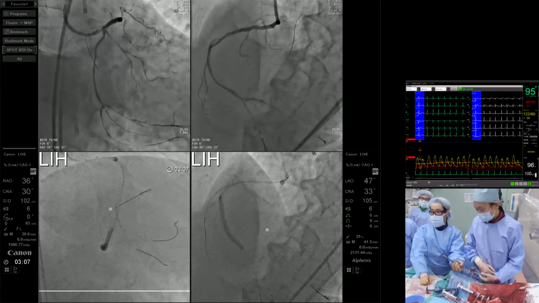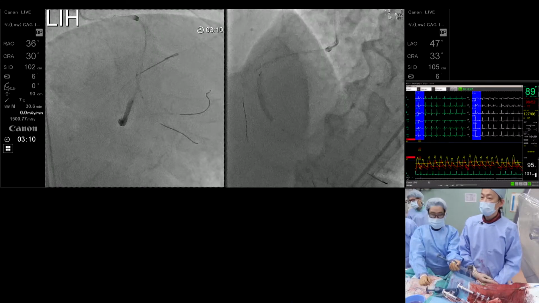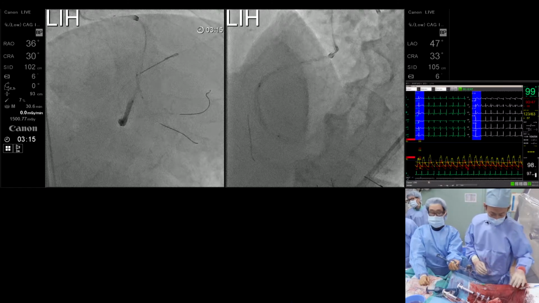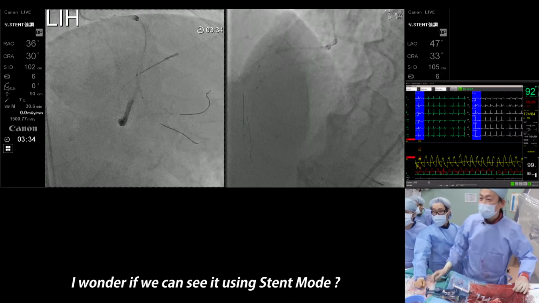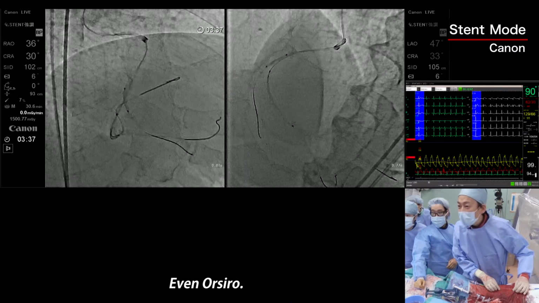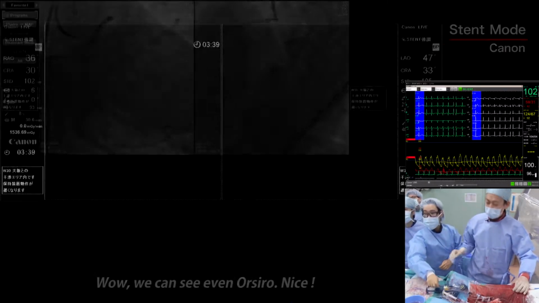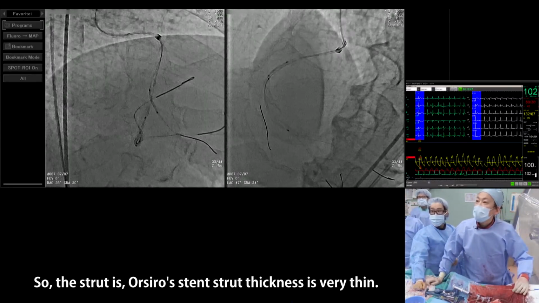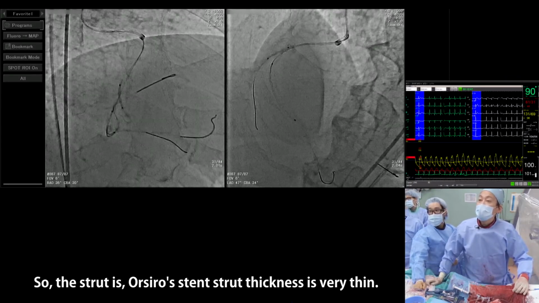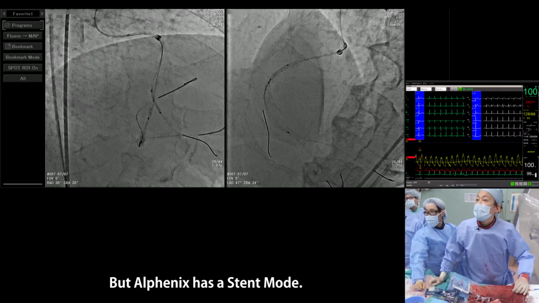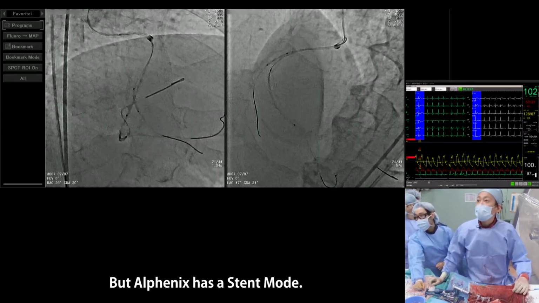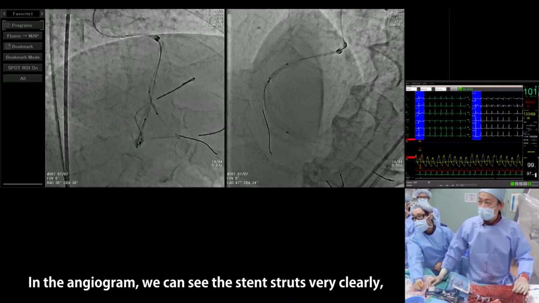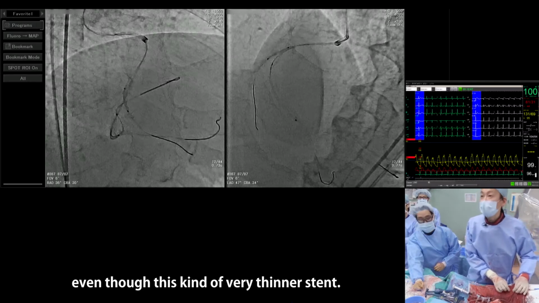Stent mode imaging, can we see it even with Oshiro? Oh, we can see it. So this stent is a very thin stent. The Oshiro stent strut thickness is very thin. And Alphenix has a stent mode. In the angiogram, we can see the stent struts very clearly, even with this kind of very thin stent.